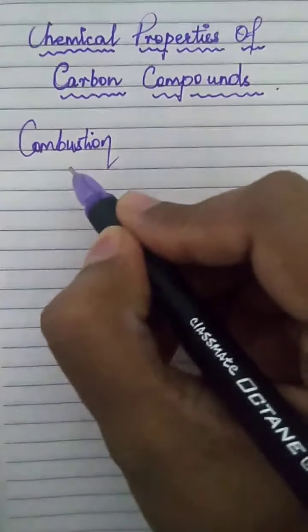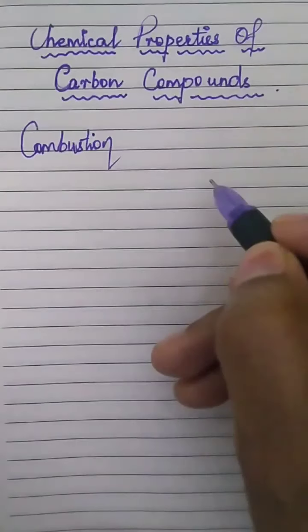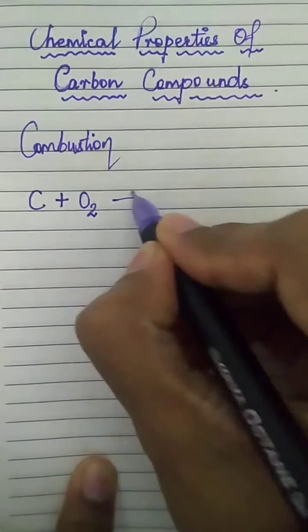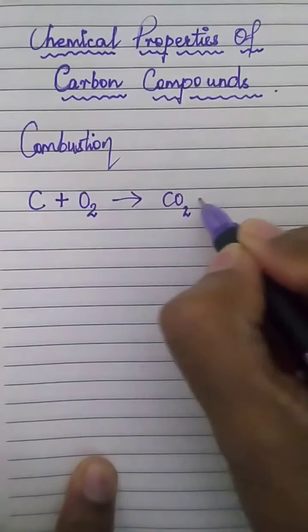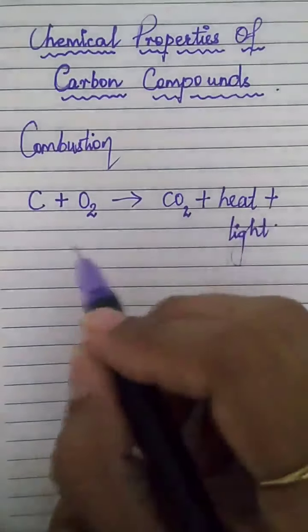Any carbon compound on combustion undergoes a reaction in which you have carbon dioxide gas along with water molecules plus heat and light. The products will be the same. Let us start with carbon, C, plus, combustion means heating, so you have oxygen, which gives CO2 plus heat plus light. Okay? You have to balance this reaction. This is already balanced, so no tension.